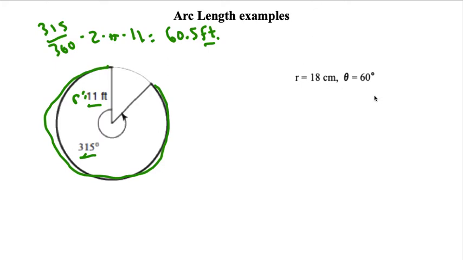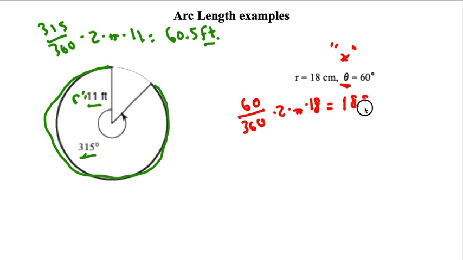Same idea, no picture. We assume theta. This is a theta. It's like an x, right? It's just a popular variable for angle measures. That would mean that's the central angle. So it would be 60 out of 360 degrees times 2 times pi times r, the radius, 18, which would work out to 18.8 centimeters. That's it.